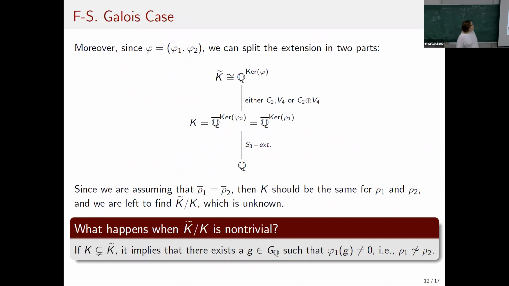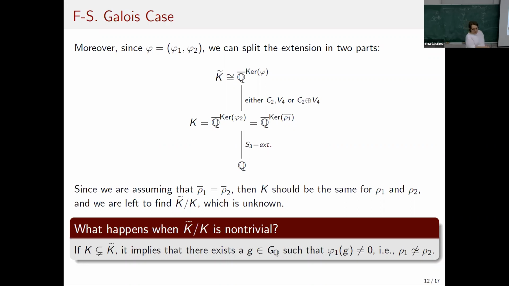Now, the important thing to notice about all of this construction is that we've passed from finding whether the image of the first component is 0 or not to finding some extension of fields. But what is the relation? Well, this is the fixed field by the kernel. So we are on the right track, because this will mean that some element will be 0 or not. So if this second extension, this top extension right here, is non-trivial, it means that there exists an element in the Galois group such that the first component is non-zero.